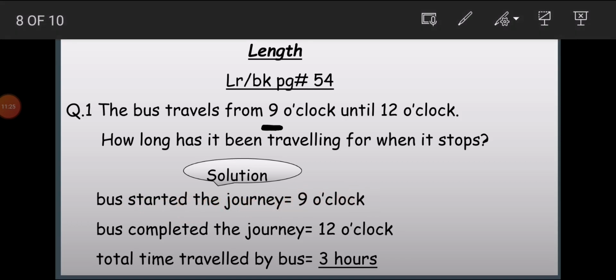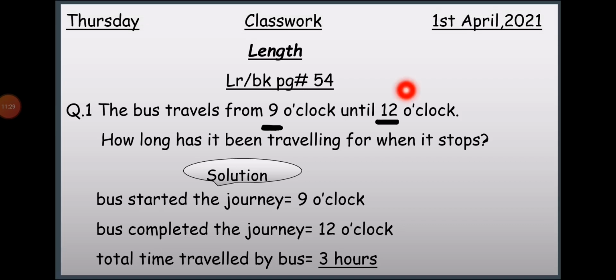Done. Now, the second number present in the question is 12. And what is 12? 12 o'clock. It shows when the bus finished or completed its journey. So we will write the second statement: bus completed the journey is equal to 12 o'clock. Please leave a line when you write on a new line.